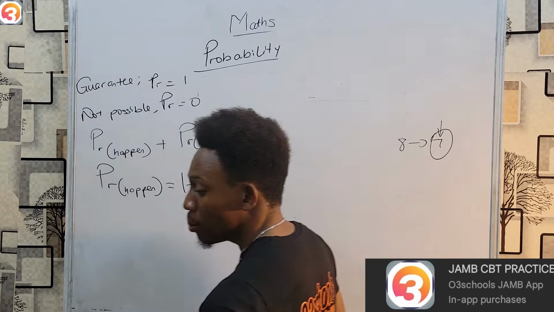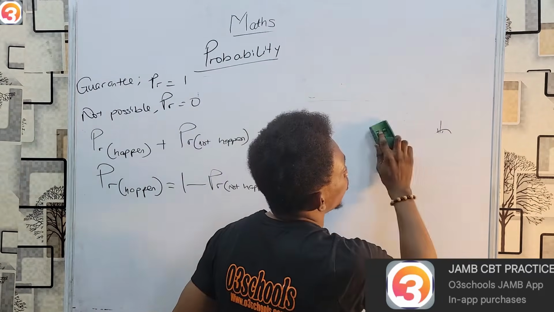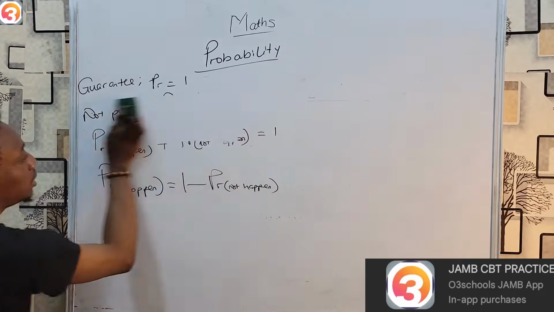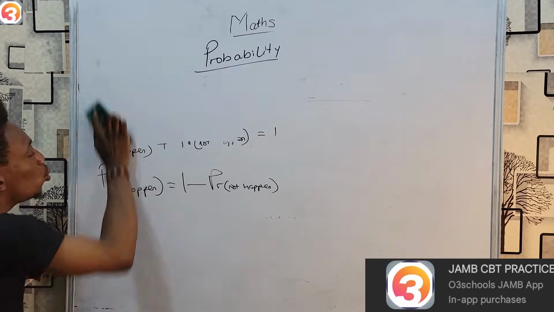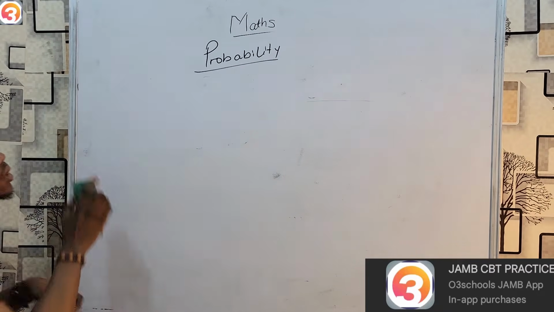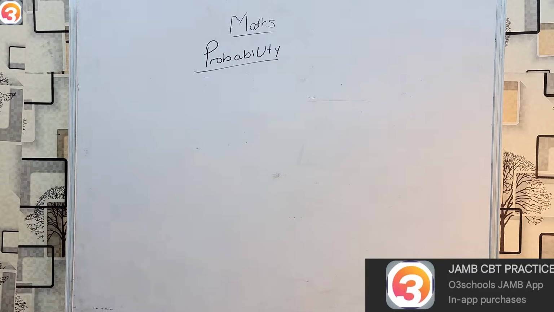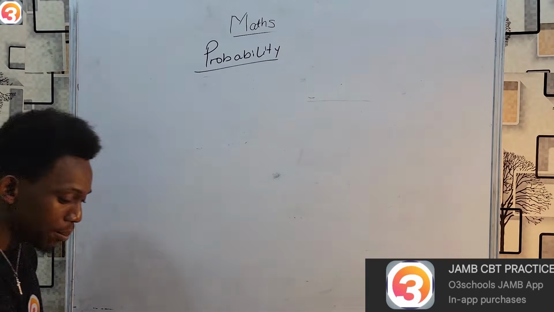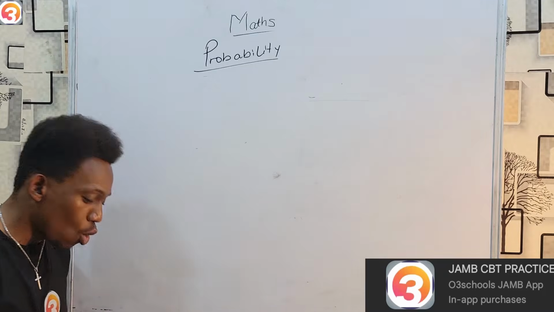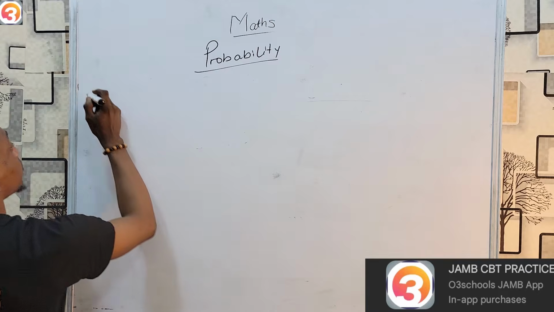So in a question, just remember to check whether this is happening with replacement or without replacement. Those are the key ideas of what we need to know in probability. So without further ado, it is time for us to open our O3SCHOOLS JAMB app and actually begin to solve some questions. All right, let's see.